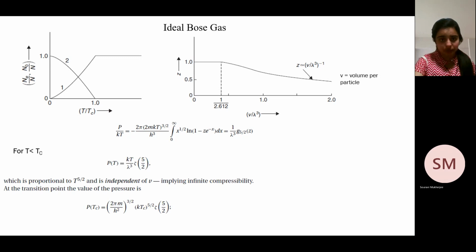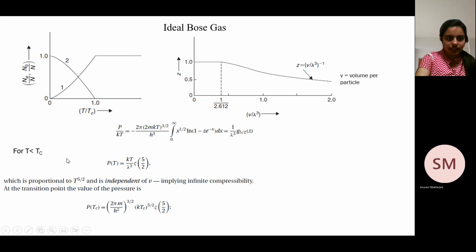Okay, so now for T less than Tc, what happens? You know that the value of Z is 1 here, okay? So if you put the value of Z as 1, we had initially discussed that G is the Bose-Einstein function and that has an upper bound, okay? And that happens when Z is equal to 1 and that is represented as zeta of 5 by 2, because we have G of 5 by 2 Z. When Z becomes 1, this is represented as zeta of 5 by 2, right?